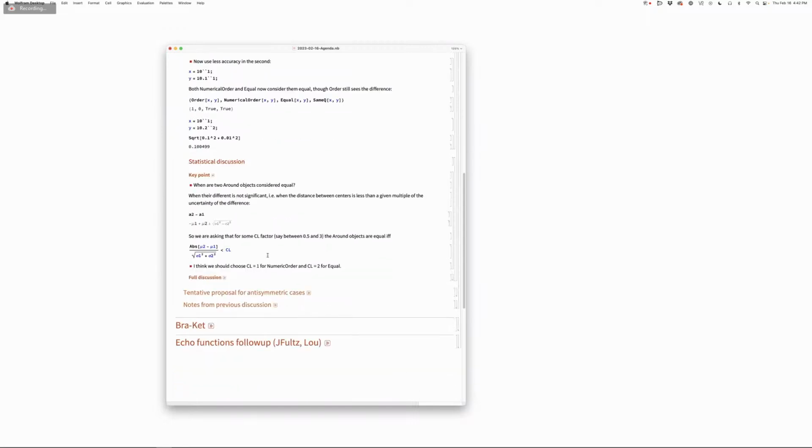Right. So the key point is what we just basically said, right? The difference is significantly different from 0, and Jose and I are suggesting we do 1 sigma for NumericalOrder and 2 sigma for Equal, I guess. So 2 sigma, that's 5%. Is that right? What's the confidence? Is that 95% confidence? Yes. And 1 would be 68. Yeah.